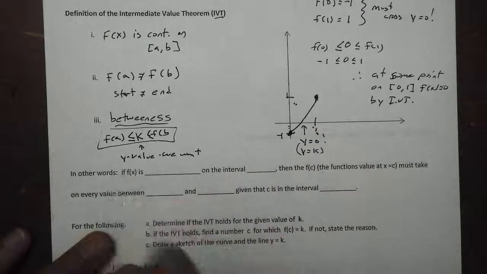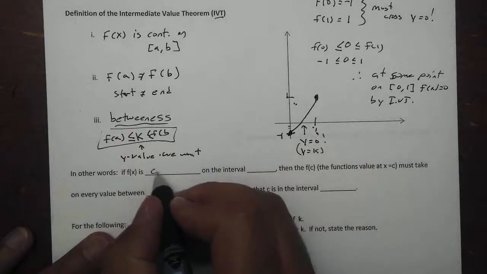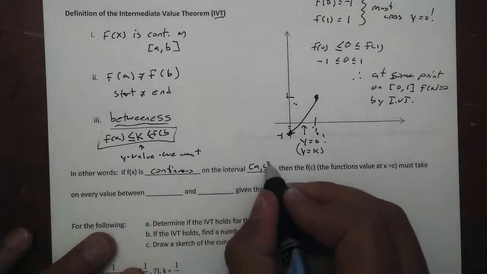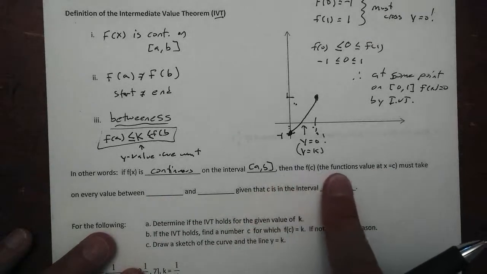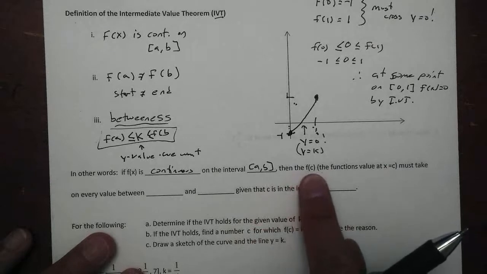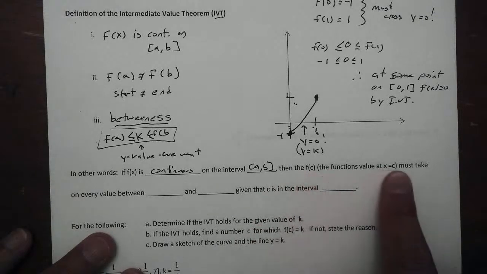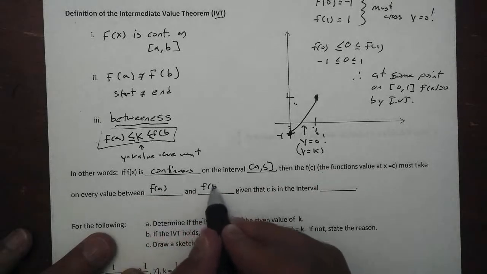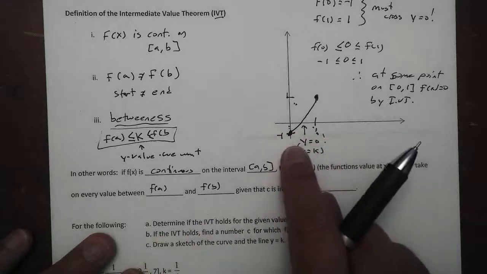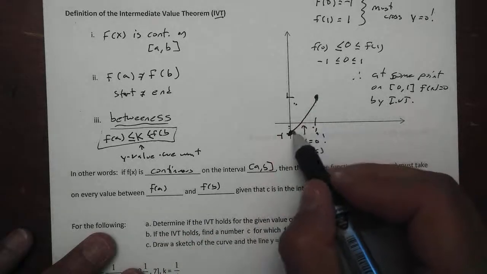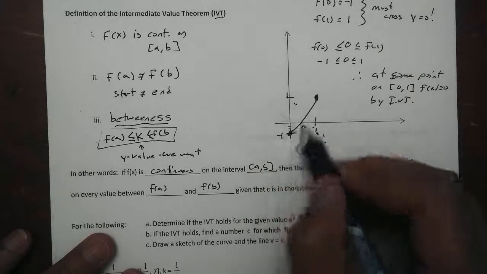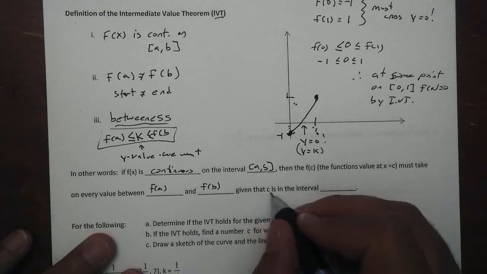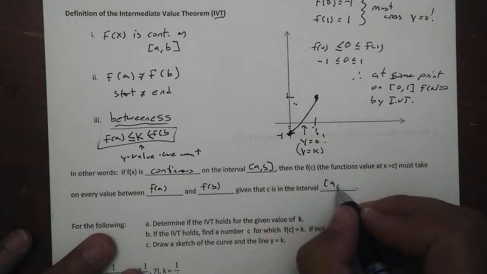So let's see here. In other words, if a function is continuous on the interval a to b, then the values of that function must take on every value between f of a and f of b. In other words, the function has to take values between negative 1 and 1. Every number in between them, even the irrational ones, given that c is in the interval a to b.